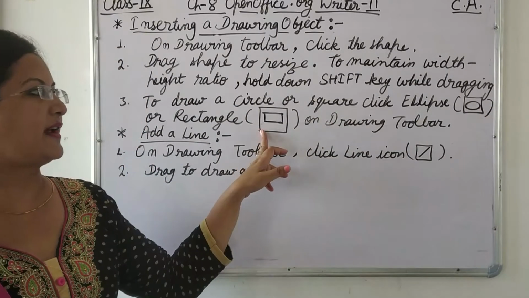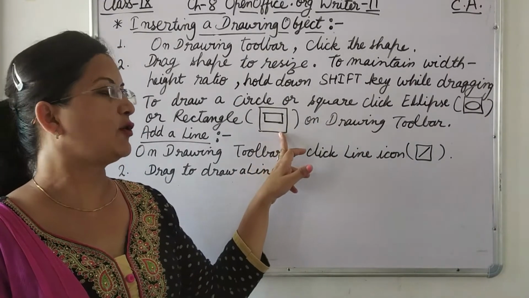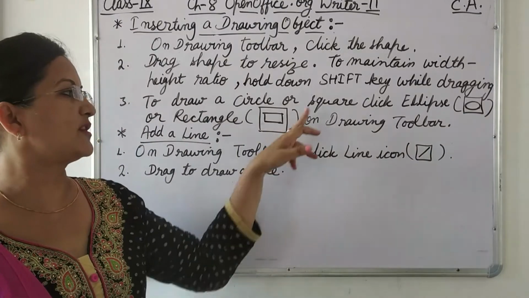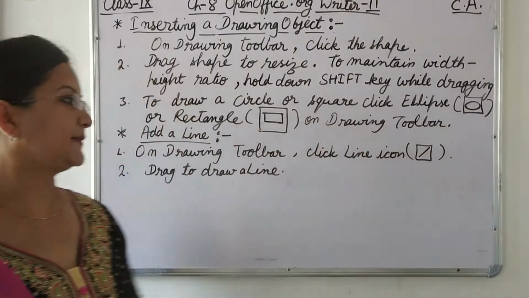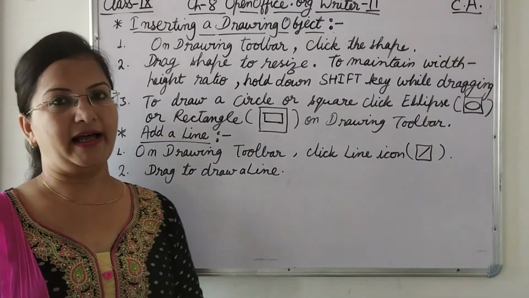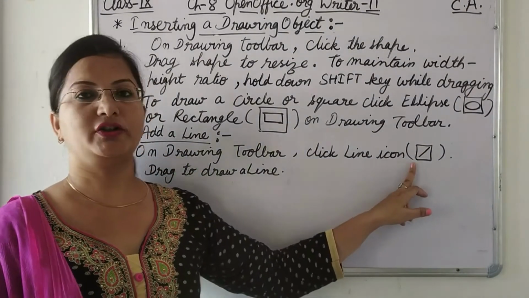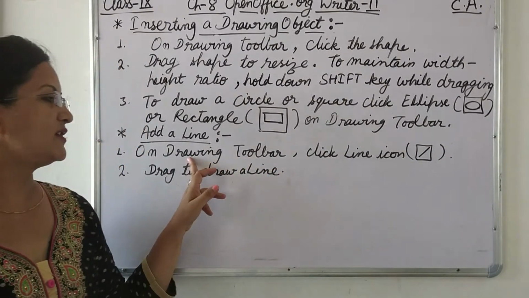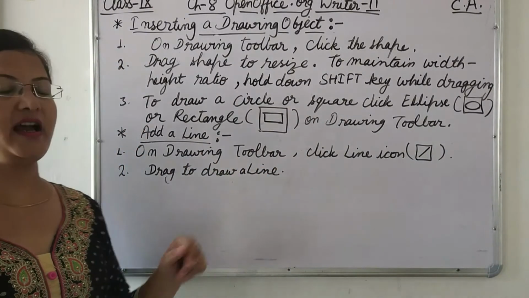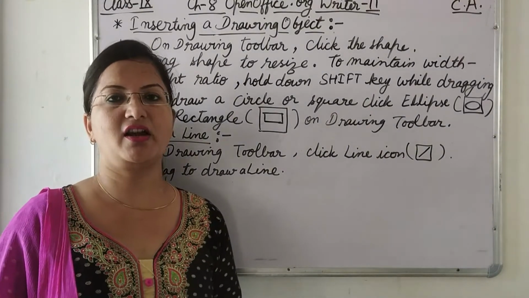If we have to draw a rectangle, then we can click on the rectangle icon. If we have to draw a square or a rectangle, we can choose this icon on the drawing toolbar. If we want to add a line, there is a line icon on the drawing toolbar. So we have to click on the line icon on the drawing toolbar, and after that we have to drag on the text area to draw a line.